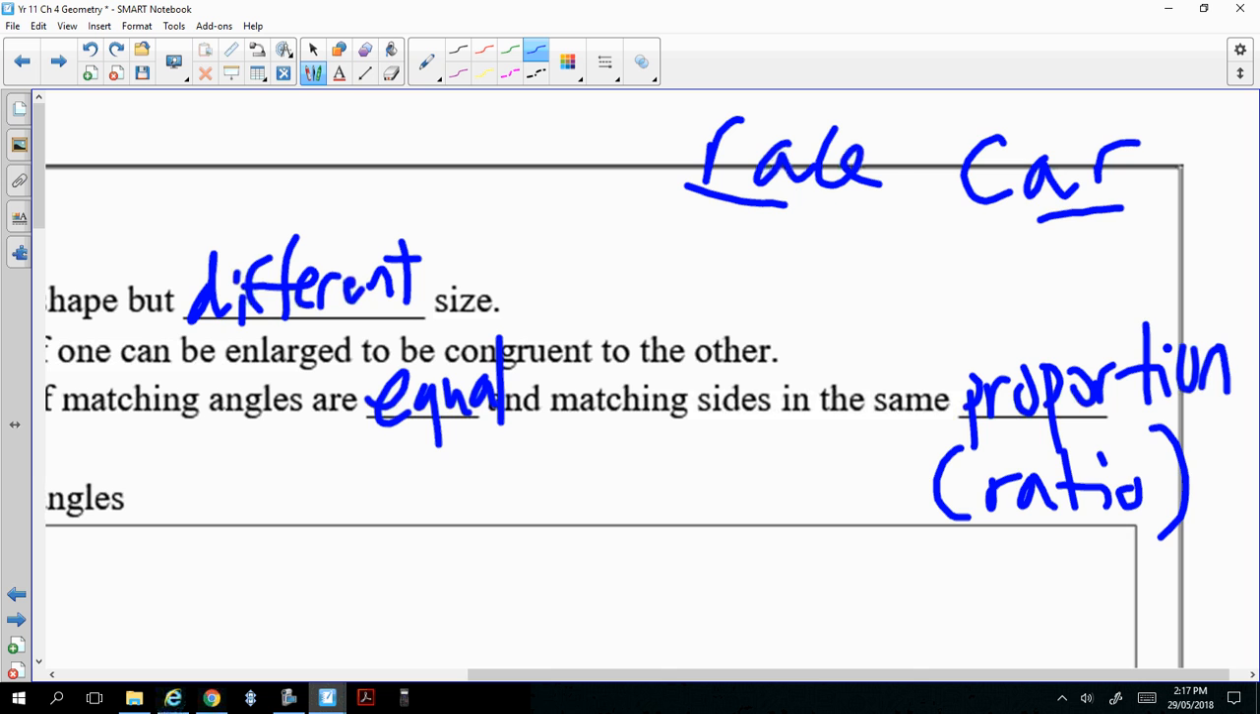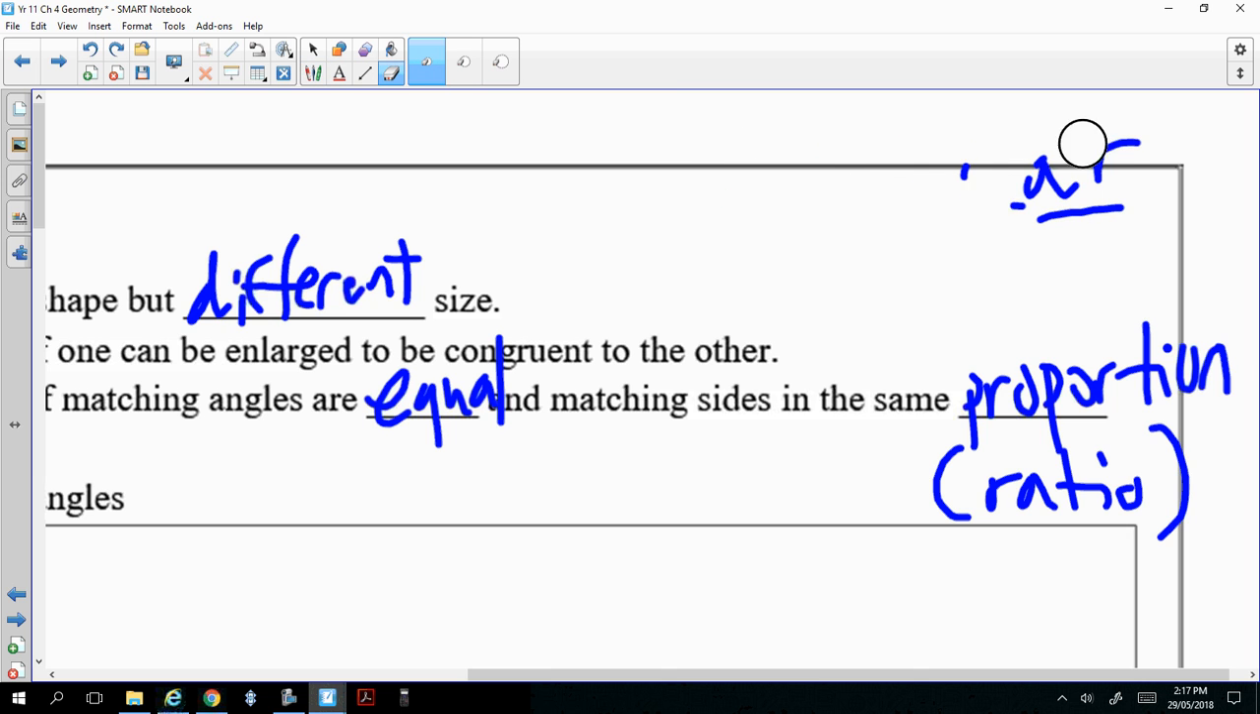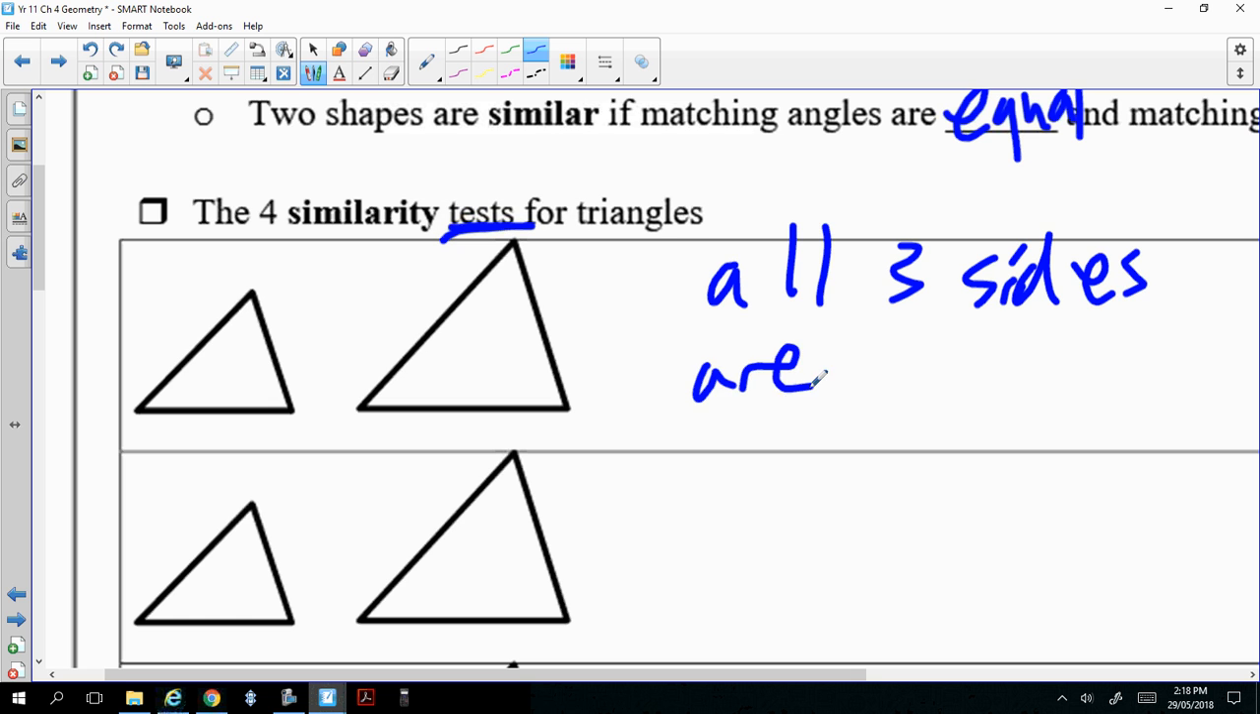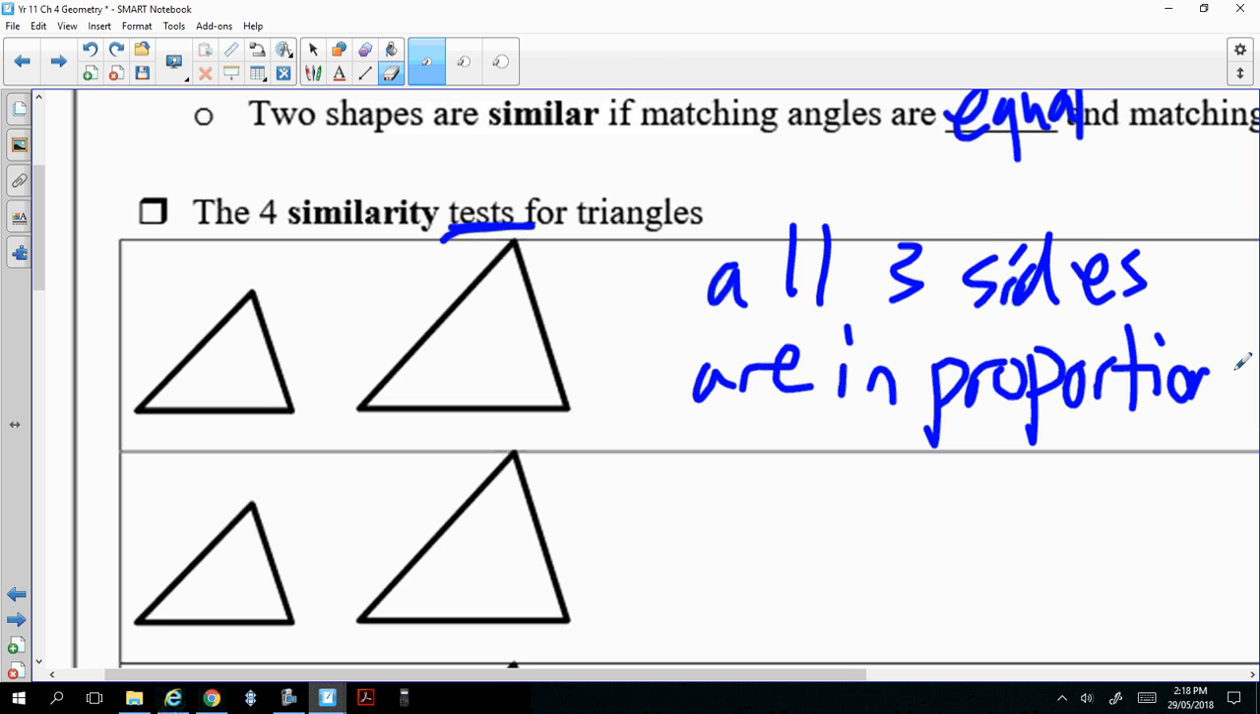All right, let's move on to similarity tests. As you can see, I left more space because you can't use this abbreviation. What's the first one? All three sides are in proportion. So, for example, say this is 1, this is 2, this is 2, this is 4. No, it wouldn't work. Let me choose something like 3, 4, 5 and 6, 10, 8. That will work. So all three sides in proportion.